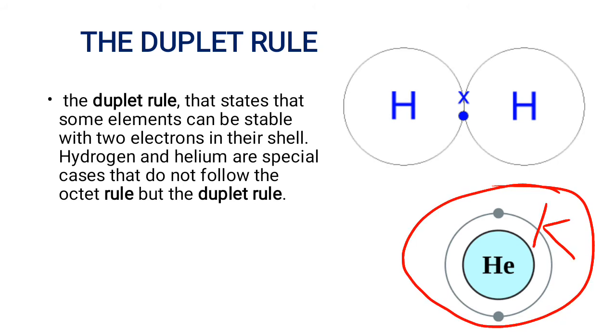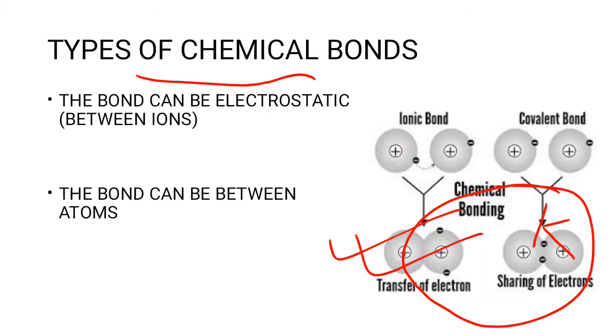So the second rule is the doublet rule, which is applied only to hydrogen and helium. So helium is showing stability due to its stable configuration, and as hydrogen attains the configuration similar to helium, it also gets stability. The doublet rule states that some elements can be stable with 2 electrons in their shell. Hydrogen and helium are special cases that do not follow the octet rule but the doublet rule.